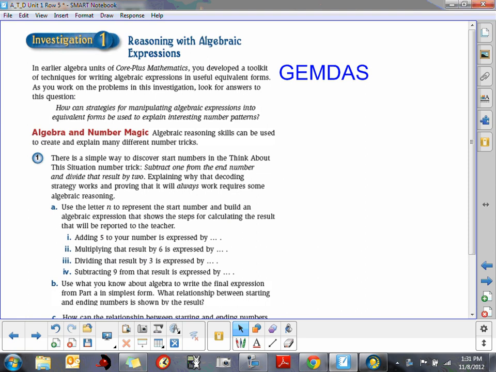whole process. So question number 1, it says there is a simple way to discover start numbers and to think about the situation that we did. Subtract 1 from the end number and divide that result by 2. We eventually figured that out. Explain why that decoding strategy works, and proving that it will always work requires some algebraic reasoning.